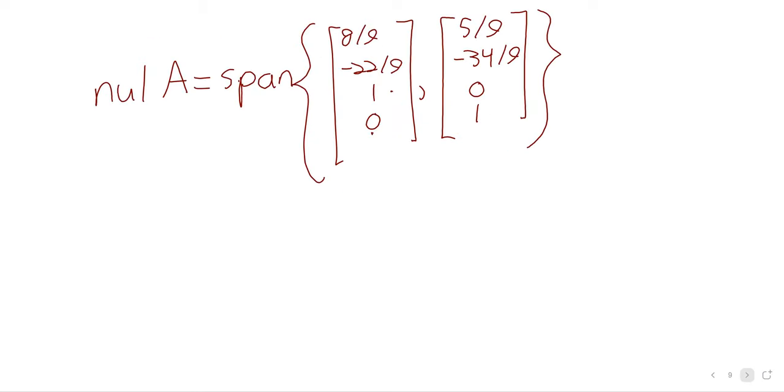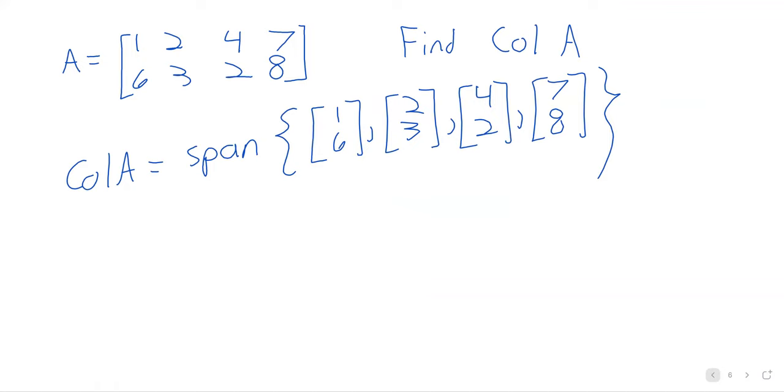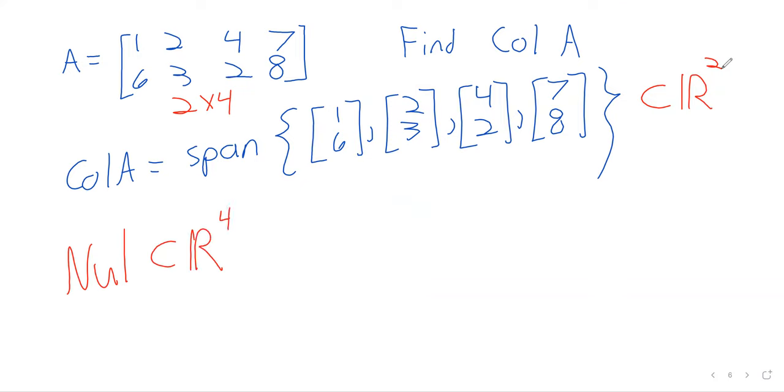The null space and the column space always get presented together, but notice that they are subspaces of different vector spaces. So here, A is 2 by 4, and the column space is a subspace of R2, whereas the null space, those vectors had four entries in them, so the null space is in R4. So they are presented together, but there's a pretty fundamental difference between them. They live in entirely different spaces.